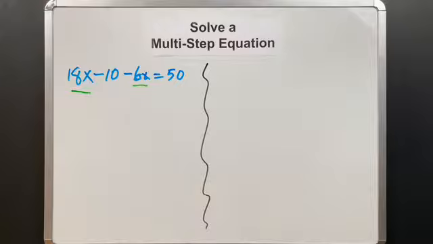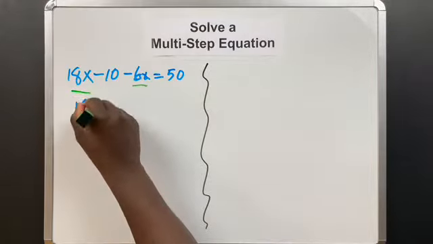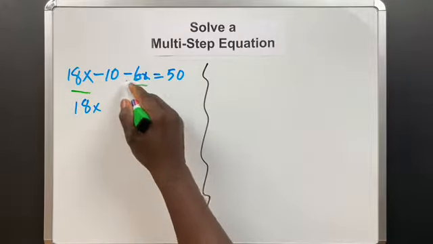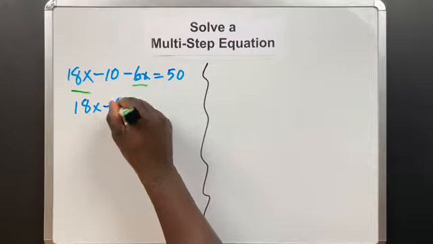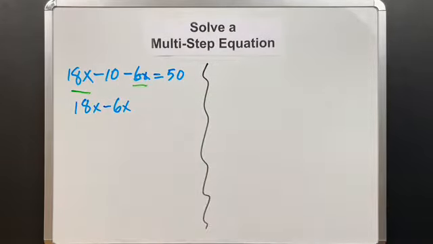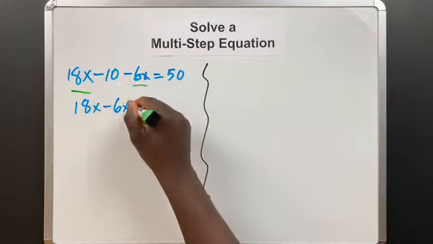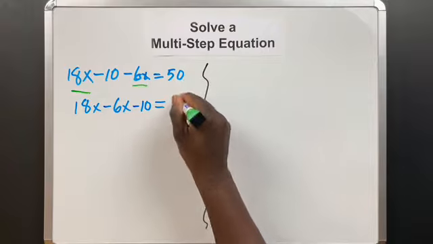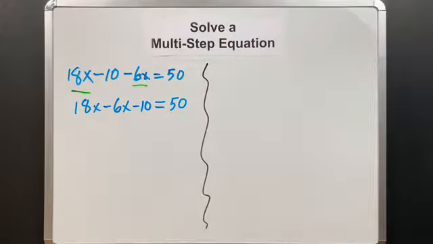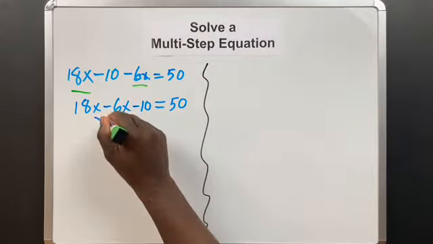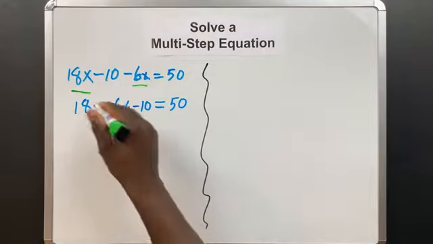So the first thing we want to do is group the like terms together. So let's go ahead and rewrite 18 times x. Now bring that minus 6x here. Sometimes I see students make a mistake and they'll forget that minus sign right there. Now bring the minus 10 here equals 50.